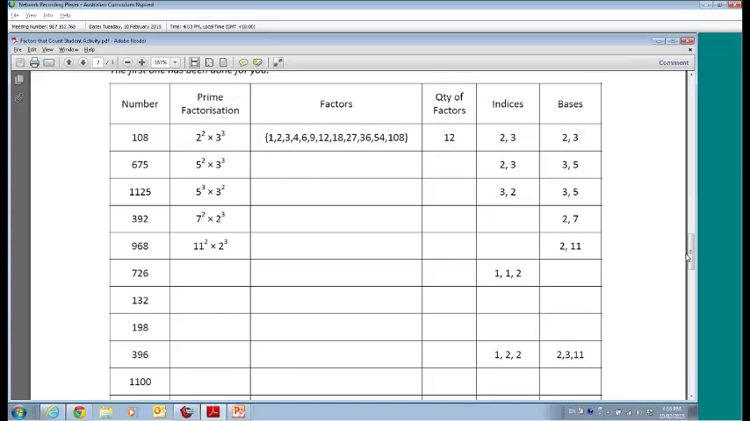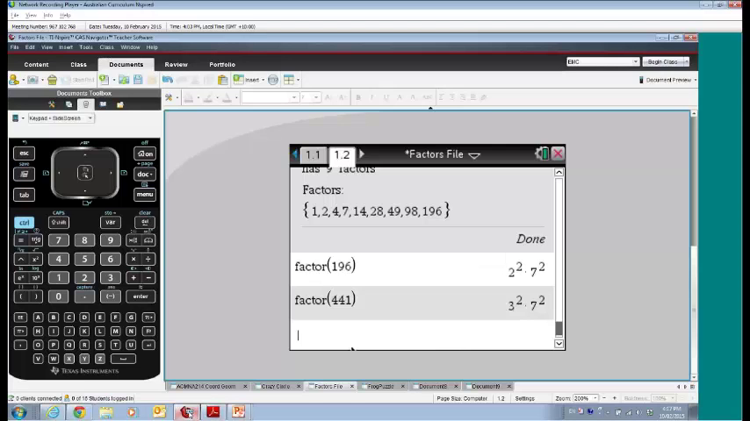We can see the prime factorization of 108 is 2 squared by 3 cubed, and there are 12 factors. The next one is 5 squared by 3 cubed, which, by the way, also has 12 factors, and so does 5 cubed by 3 squared, and 7 squared by 2 cubed. So there are plenty of them that have 12 factors, and it's suggested that the students look at the column that refers to the indices and try to work out the rule that relates the number of factors to the prime factorization. So that's that activity. As you can see, it's very simple in terms of calculator use. There's nothing complicated about what they're having to do.